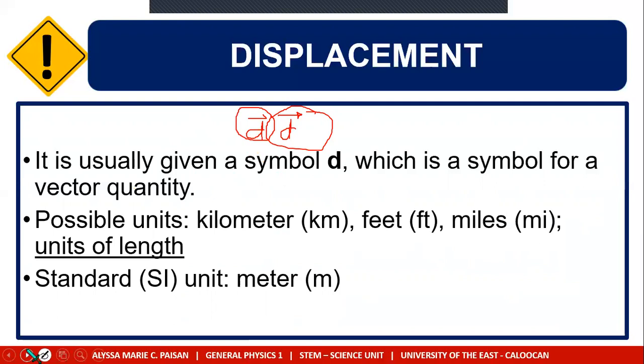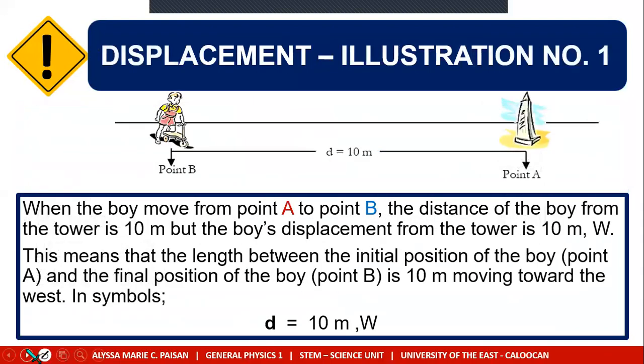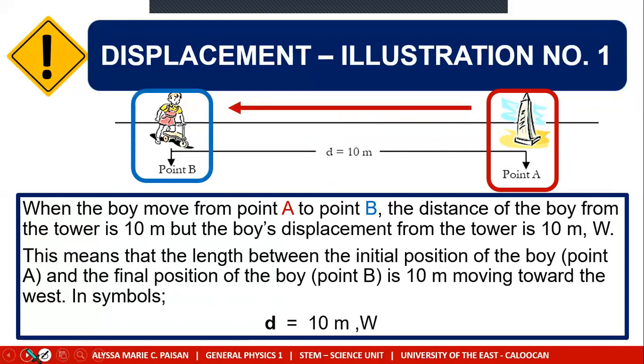Dun sila nagkapareho, no? So, distance and displacement, both of them describe position. They're different. Both of them describe position again. And then, they have the same possible units as well as the same standard unit. However, they differ because displacement has direction. Here's an illustration. We again have the boy, and then the boy came from point A, the tower, and then he went towards point B at a specific direction.